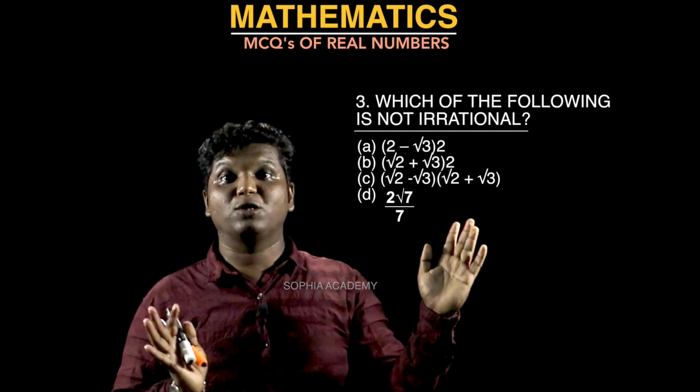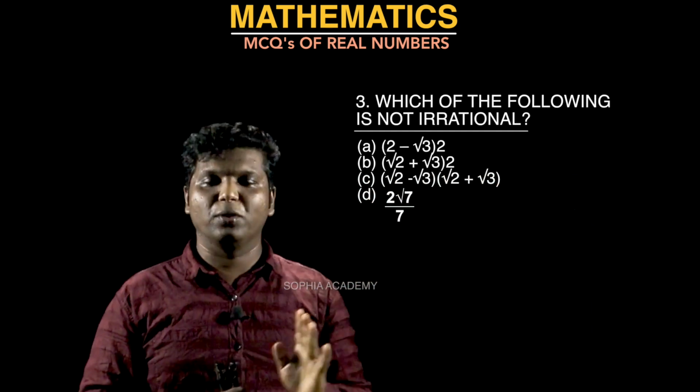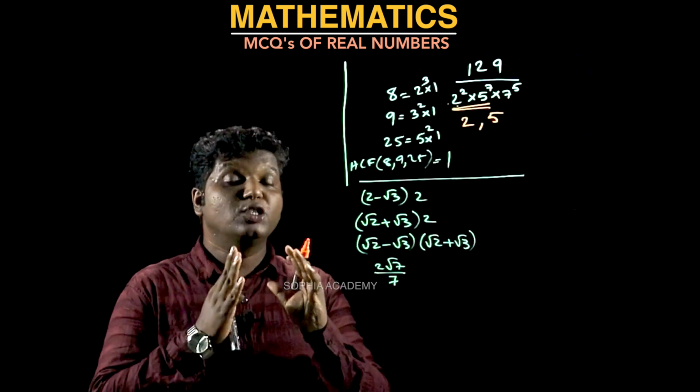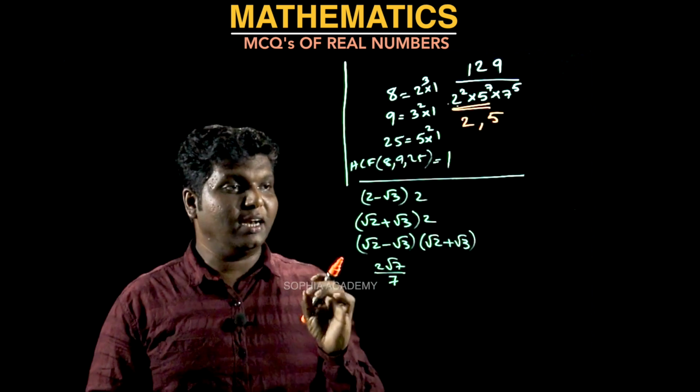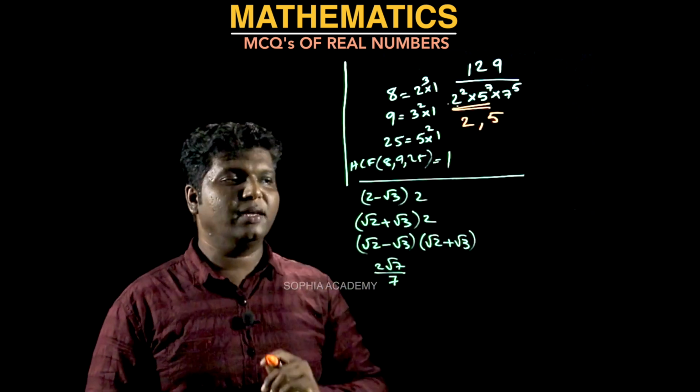And here this case is totally different, because in these 4 options you can see root everywhere. So let me mention one by one. Our question is to find which is not irrational. These are the 4 options given, and among these 4, 1 is the right option.